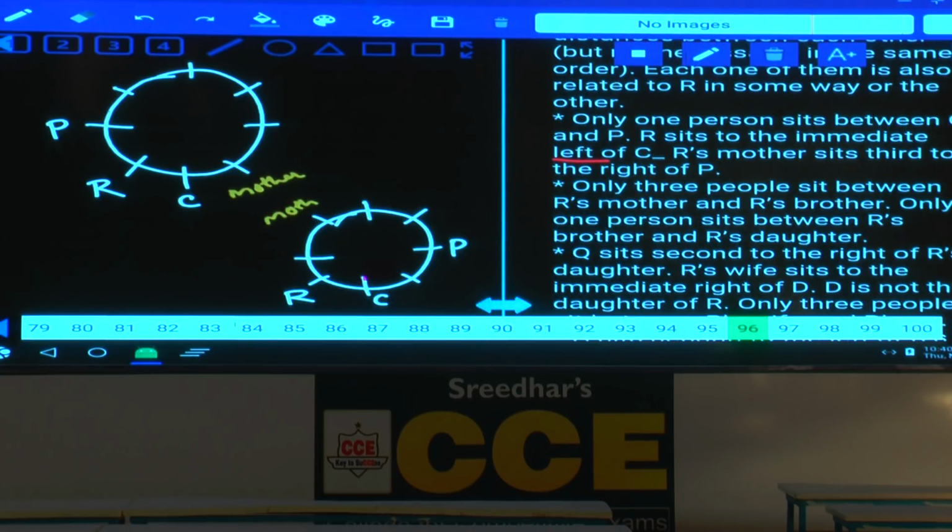R's mother sits out to the right of P. Next one, only 3 people sit between R's mother and R's brother. Among these 8 persons, 3 persons in between is nothing but they are opposite to each other. Hence, mother and brother are opposite. Here also mother and brother are opposite. Only one person sits between brother and daughter. Isn't it? One person between R's brother and R's daughter.